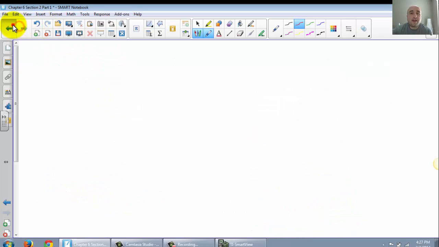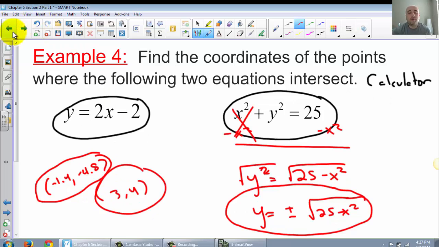Okay, so there you have it. That is circles. Make sure you know your equation. We'll do more examples tomorrow in class so hopefully you'll have a better understanding of this, but circles are very important.